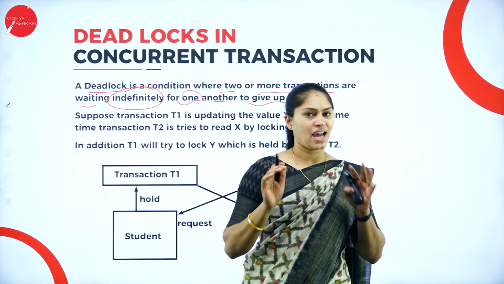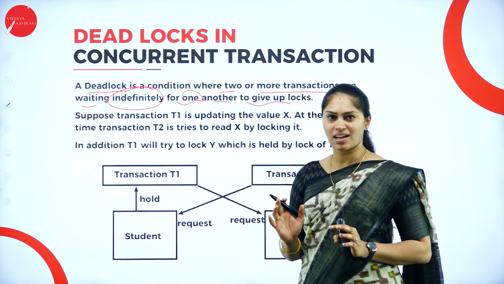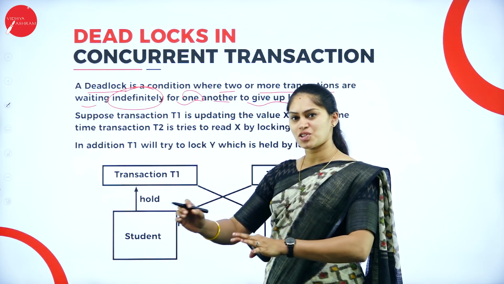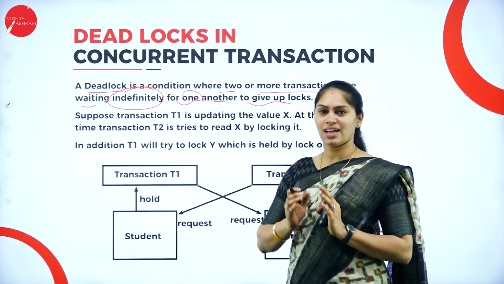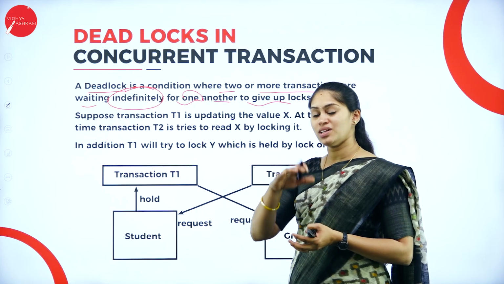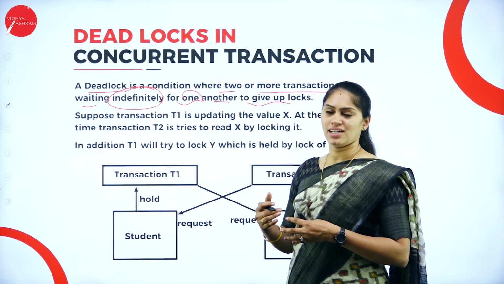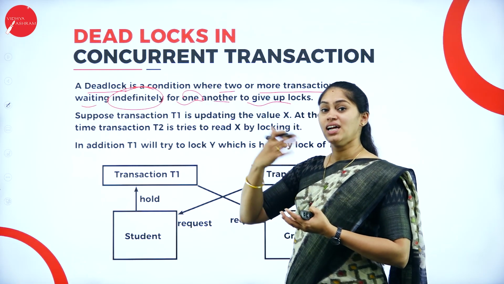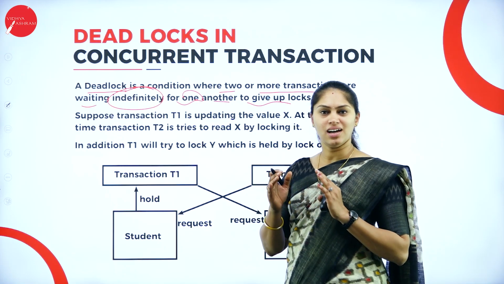Let me consider T1, T2, T3. So we have three transactions. All the transactions are holding certain data items. T1 is not releasing its data item, and T2 is waiting to access that data item. But T2 has a certain data item that it is not releasing, and T3 may be waiting for the data item which is held by T2.